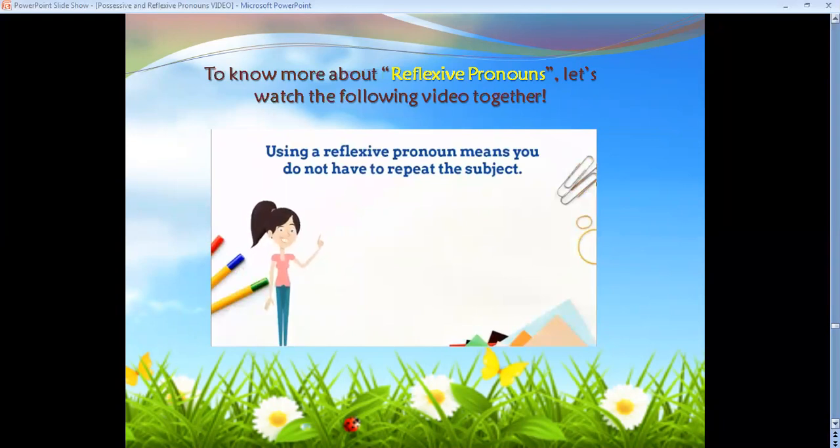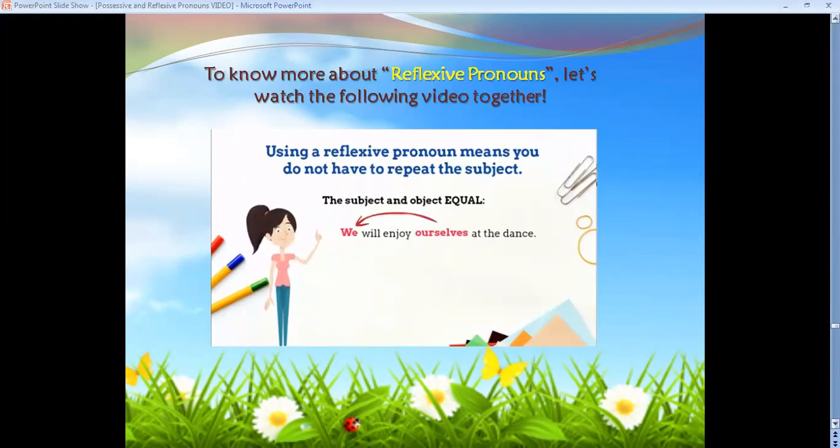Here are some examples of reflexive pronouns that are used when the subject and the object refer to the same thing. She blames herself for what happened. Herself is reflecting back to she. You might injure yourself. Yourself is referring back to the subject you. We will enjoy ourselves at the dance. Ourselves is referring back to we.